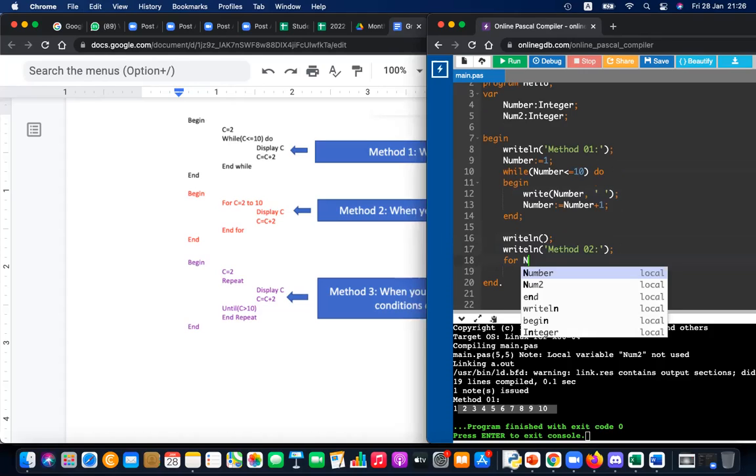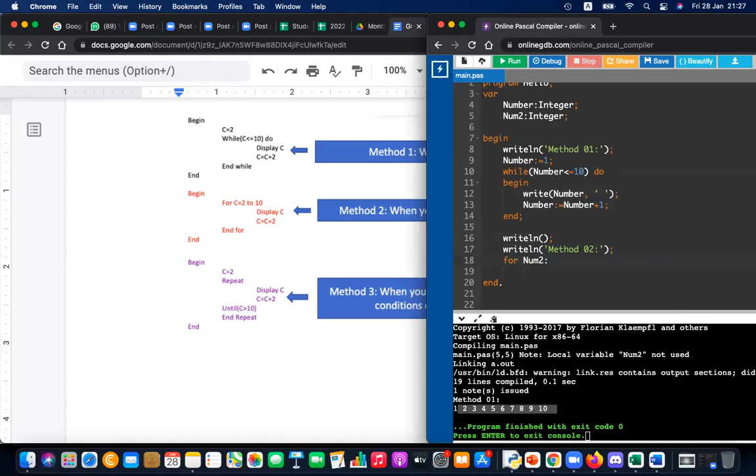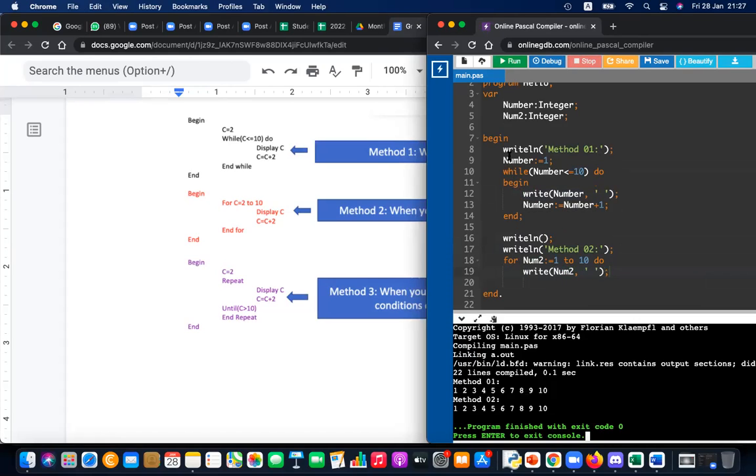After that, for num2 equal 1 to 10, do the same. Write num2, that's all. So see how simple the second method is. It's printing numbers 1 to 10. So it's a very, very simple method.